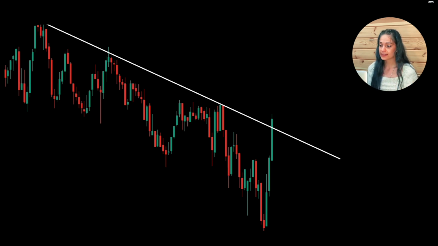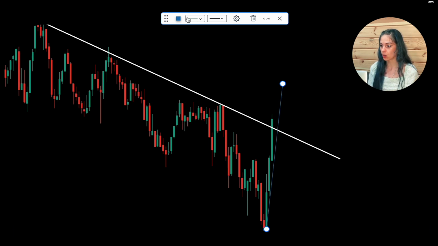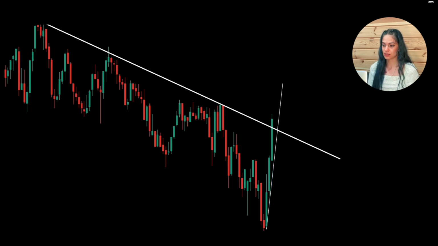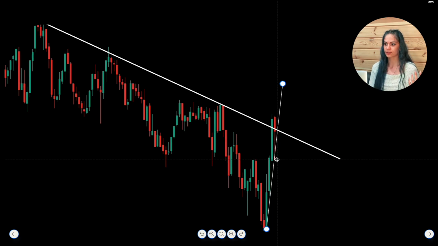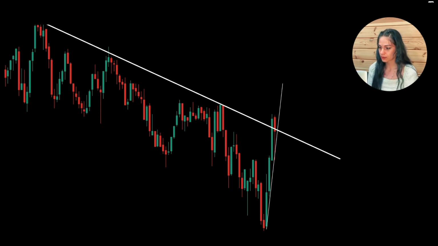So let's just draw another trend line, a mini one, a small one. It's really sharp in this case. Let's change the color, of course. And now we are waiting to see what's going to happen next. So here the price is coming back to the trend level, but we still don't have enough confirmation just yet. So let's wait for a little more.